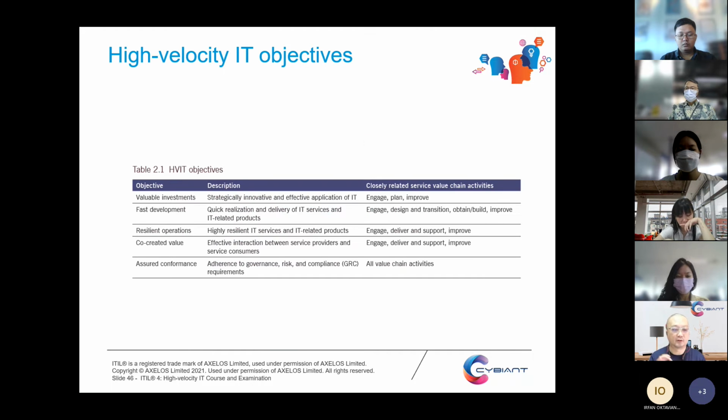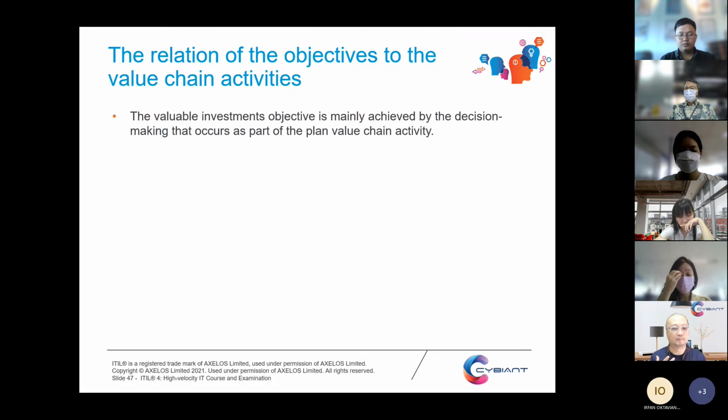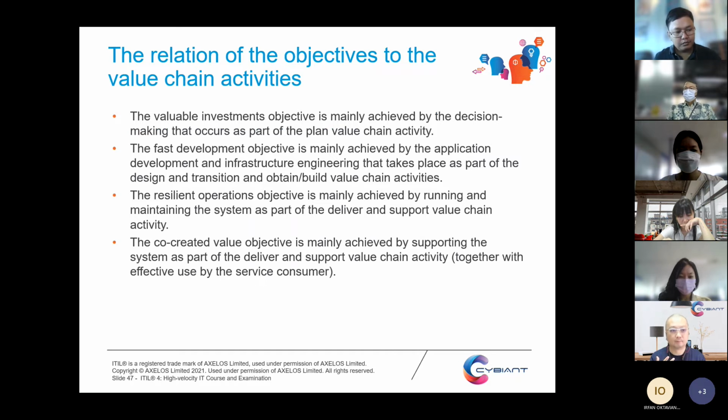Again, this is just a definition of the table, which talks about the IT objectives. So if we want to focus on high velocity IT, these are the things that we should focus on. Then it explains how it relates to the value chain.